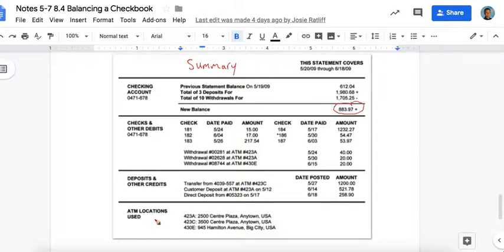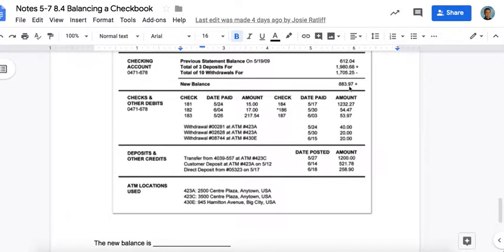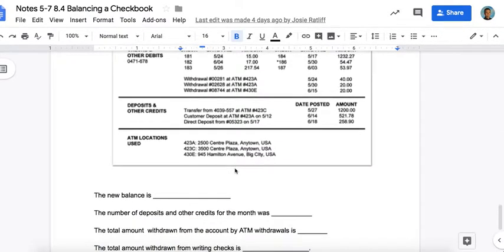And then we have an ATM location used. This is a security measure. It tells you where the ATM withdrawals happen. Okay, so let's look at the questions. And the first question says, what is the new balance? So we look up here, and the new balance was $883.97.